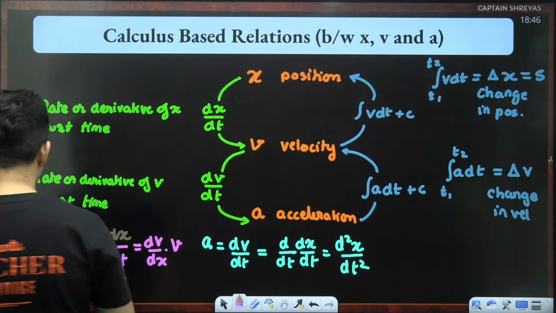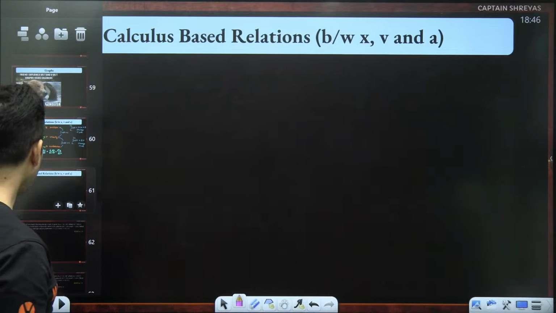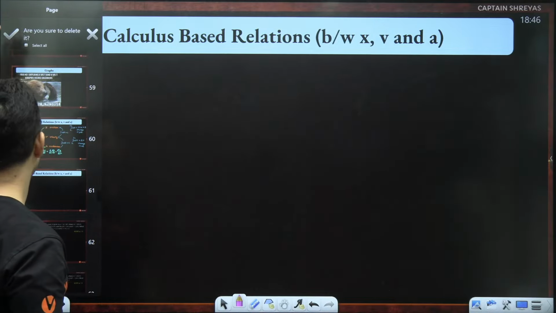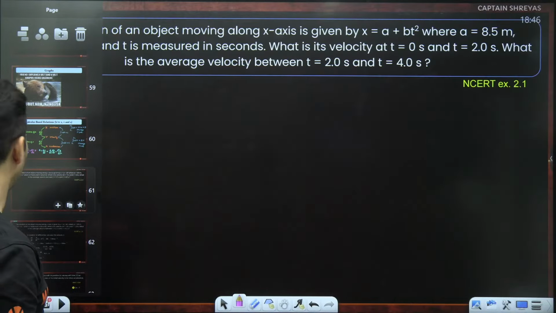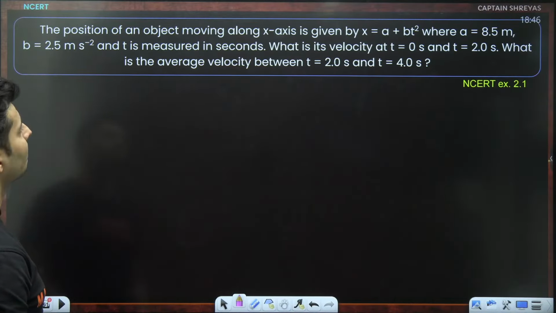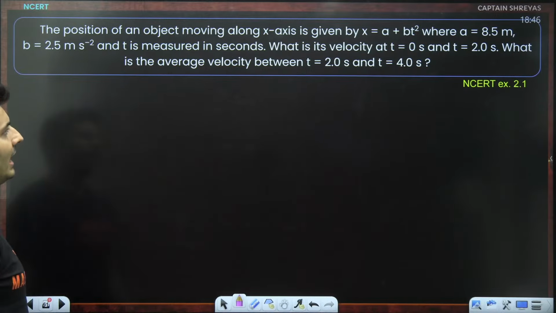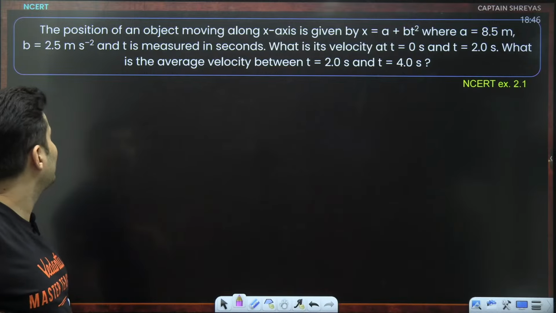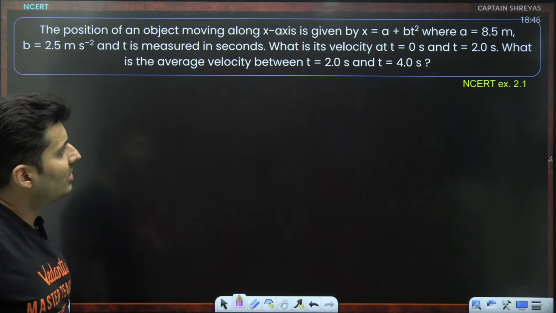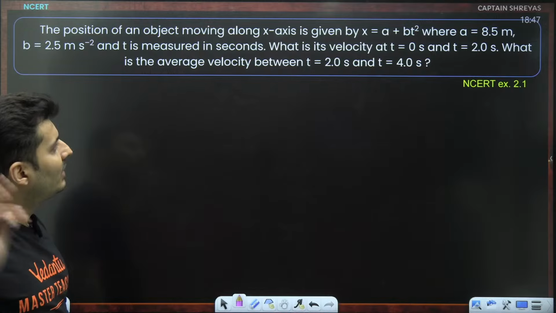Let's start with some questions. My dear students, let's start doing this. This is an NCERT question. X is given as this: A is 8.5, B is this much, and t is measured in seconds. What is the velocity at 0 and 2? What is the average velocity between 2 and 4?